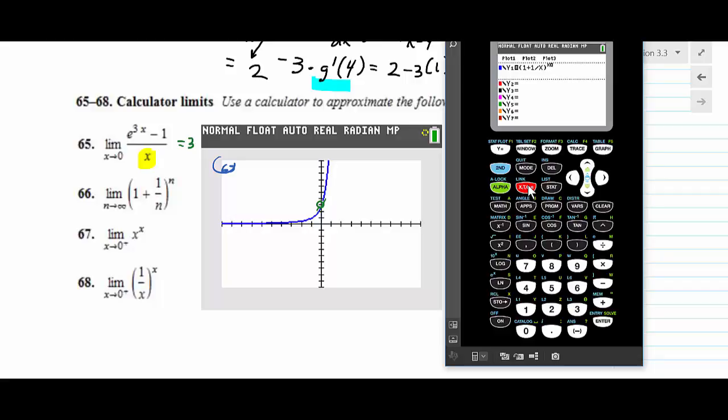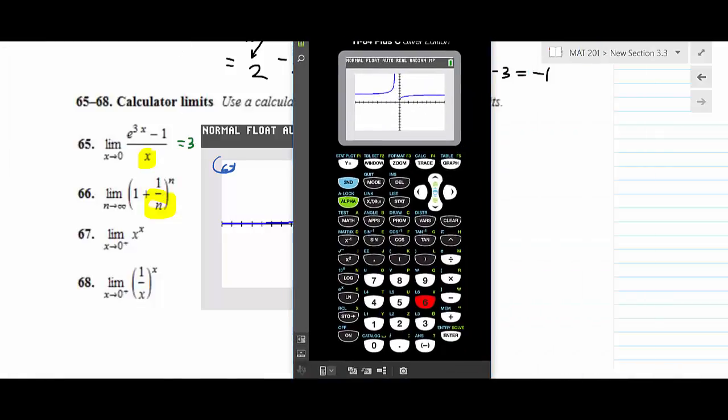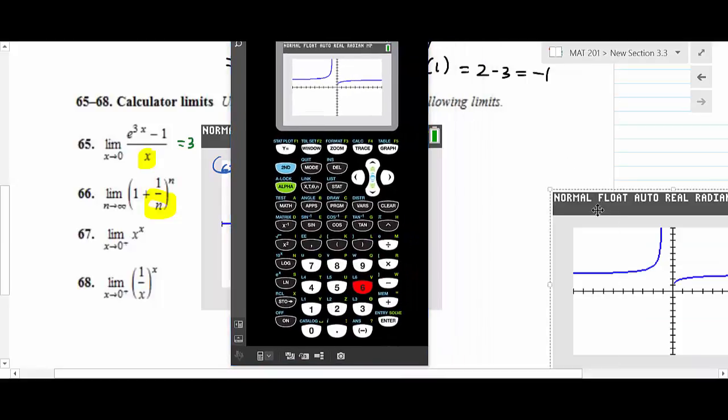I'll start this in a standard window, and I'll probably have you change a couple of things on this one. If you get that put in, you go Zoom 6, and it might look like it has a horizontal asymptote or something. It does something funny like that. One thing that's happening on this one is you're undefined at 0. You can't have a 0 denominator. Now I'm going to slide this over here and show you what I want to show you on the calculator.